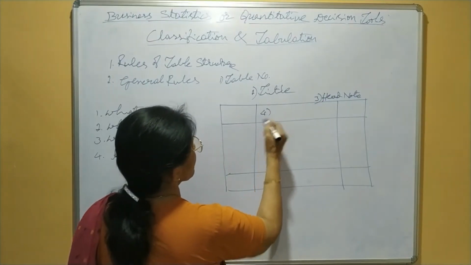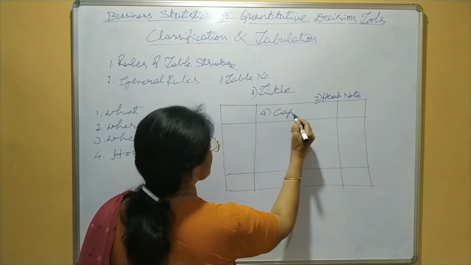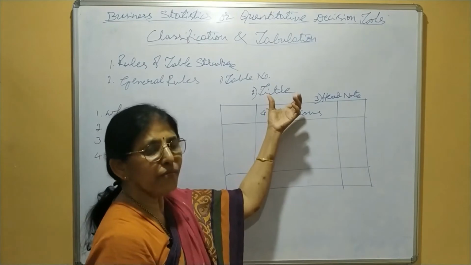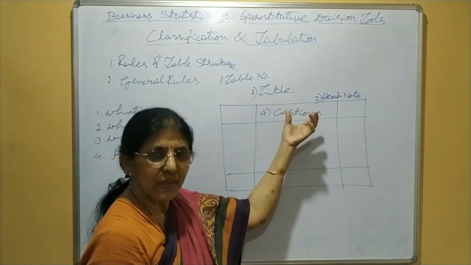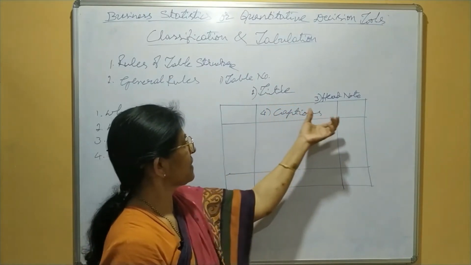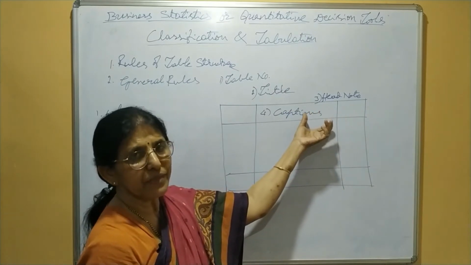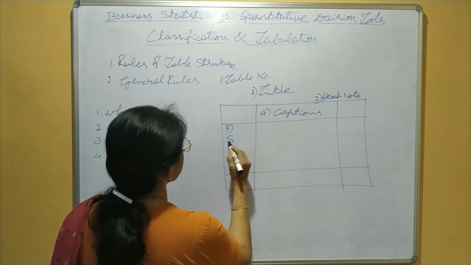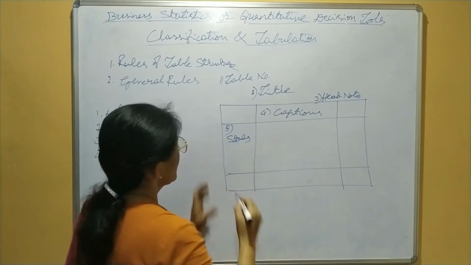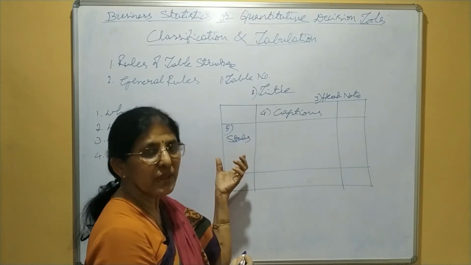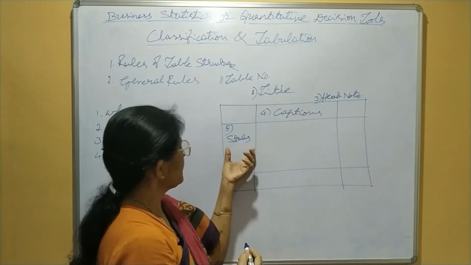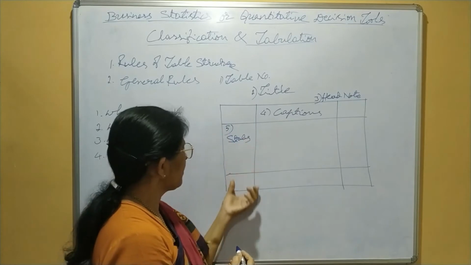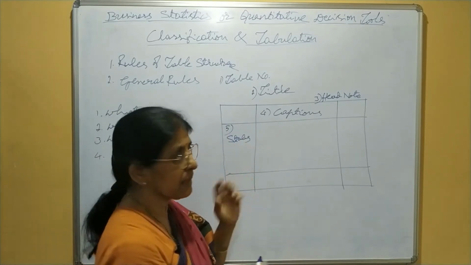Next, fourth one is captions. Headings of columns are called captions, and captions are given in the first row of the table. Then fifth one is stubs. Headings of rows are called stubs, and these stubs are given in the first column of the table.